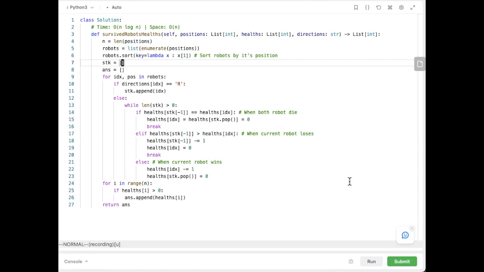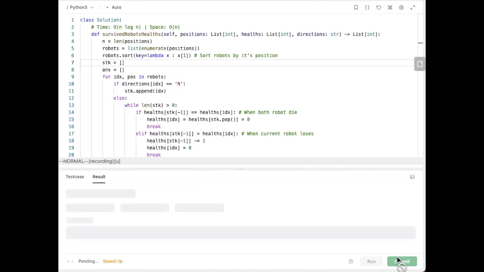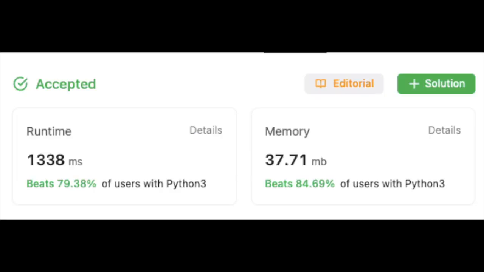So let's try to run this code. Okay, accepted. So that's pretty much all.